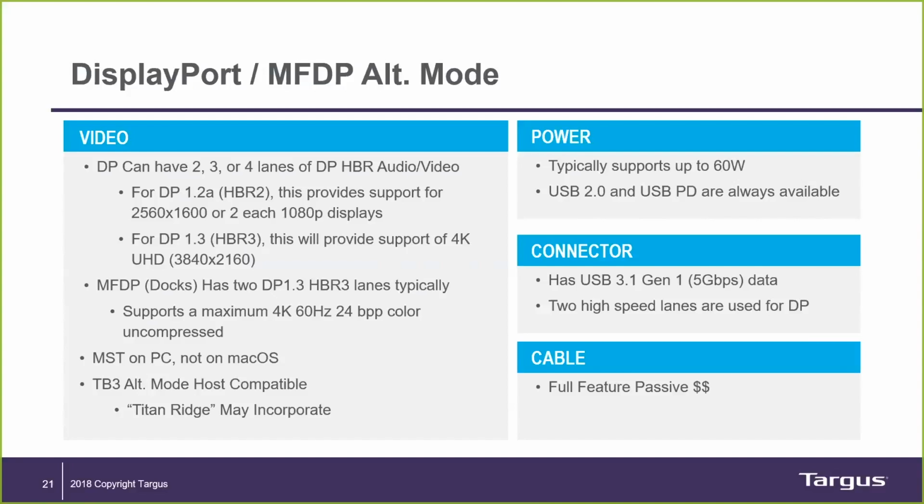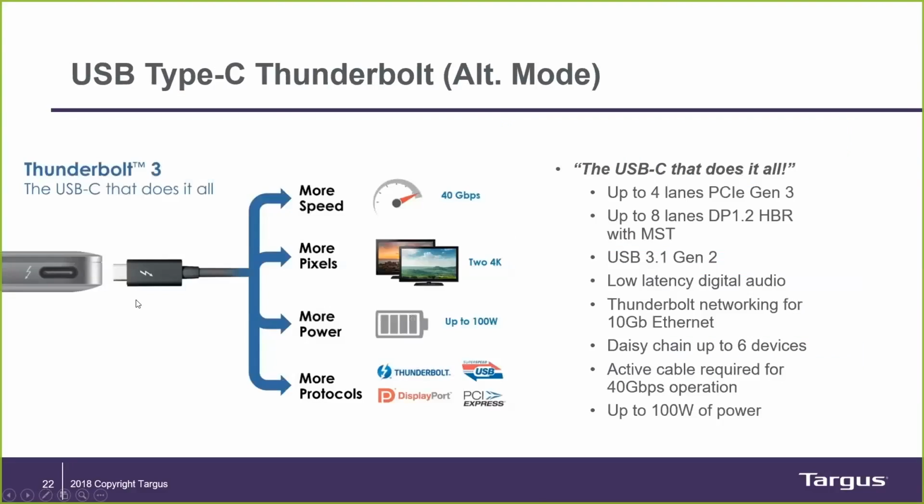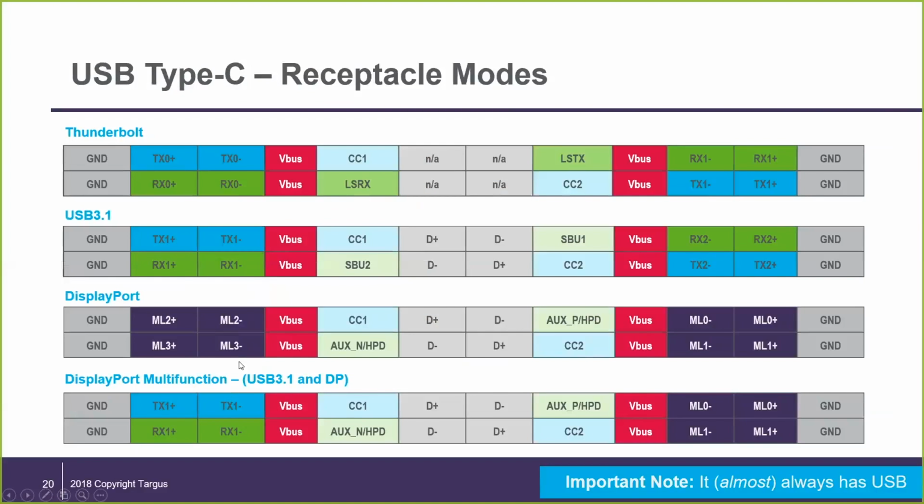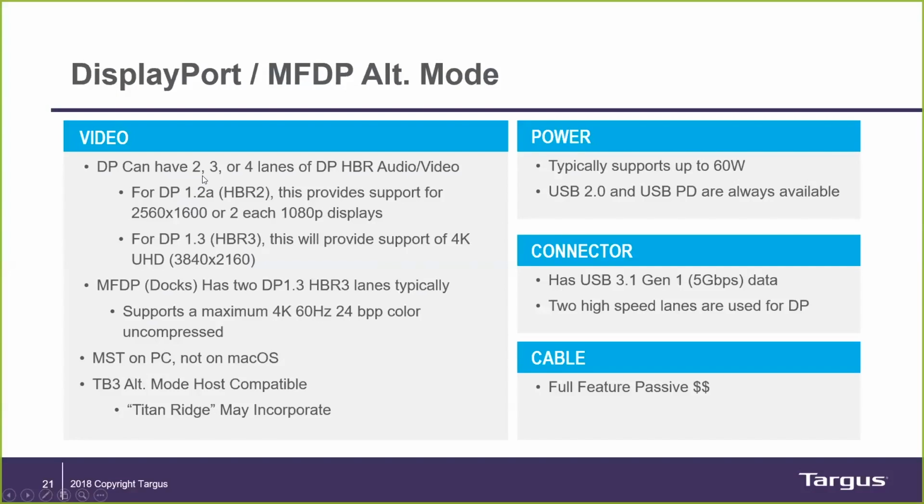Where the confusion comes in a lot of times is when you take that same port and connect it through a dock, where we have to take away 2 of those video lanes to use for the USB hubbing and other functions in the dock. What happens is you're now at 2-lane DP 1.2 high bit rate 2 data, and you can easily get 2560 or 2 1080p displays. You can do 4K 30 pretty safely.